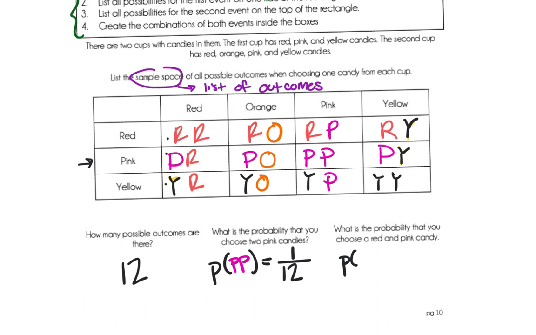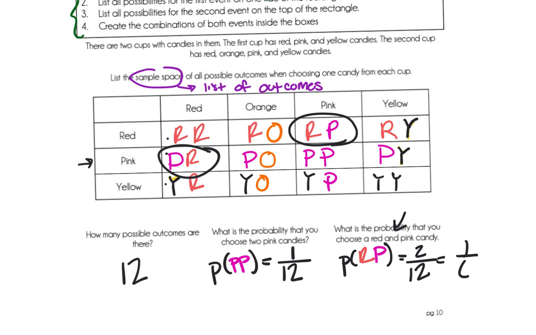Then the probability of red and pink. Well, it says and pink, so as long as it's any combination of red and pink, then there's another one. There's 2 options that have red and pink. So 1 in 6 chance. You've got to pay attention to that language: does it mean in this specific order, or does it mean any sort of combination of this?